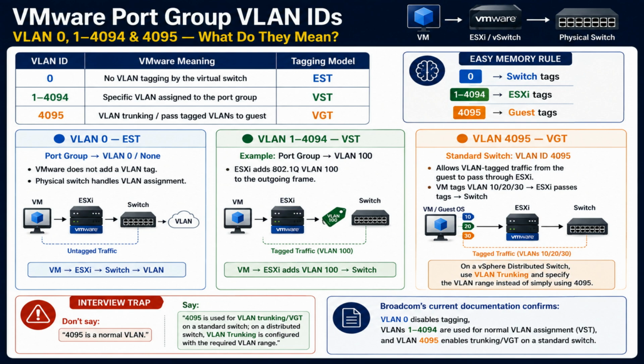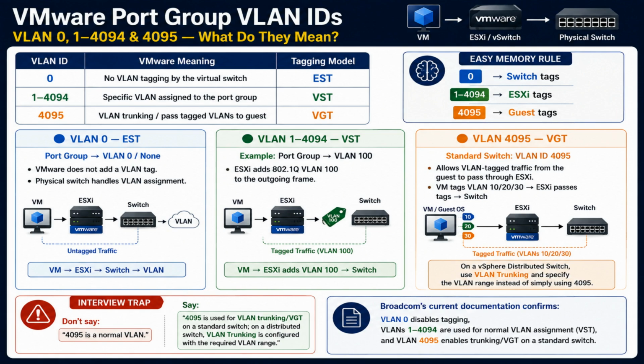Now let's connect the theory to something you'll actually see in vCenter: the VLAN ID configured on a port group. There are 3 values you should remember for interviews. First, VLAN 0, or no VLAN tagging. In this case, VMware doesn't add a VLAN tag, and the physical network handles the VLAN assignment. This aligns with the EST concept. Next, VLANs 1 through 4094. If I configure a port group with VLAN 100, for example, ESXi uses that VLAN ID for the traffic. This represents the normal VST model.